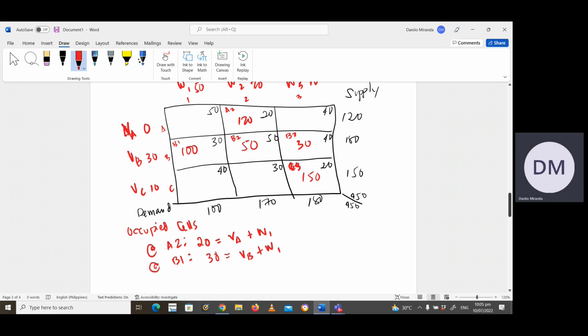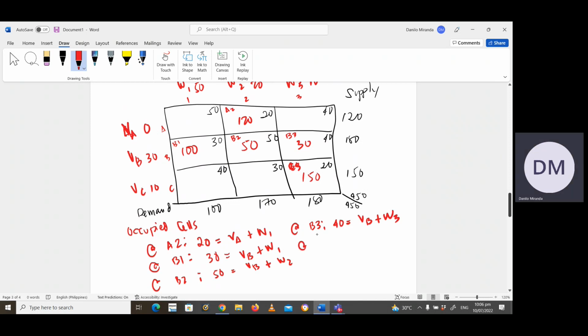W1. Okay, hindi natin siya nalagay ng value kasi pag may negative pa, mababago yung third, magkakaroon tayo ng third table, which is with a new set of BA and W's or WJ. Okay, BW1. Okay, 30. Okay. And then at B2, so we have 50 equal to BB plus W2. Then B3, we have 40 equal to BB plus W3.